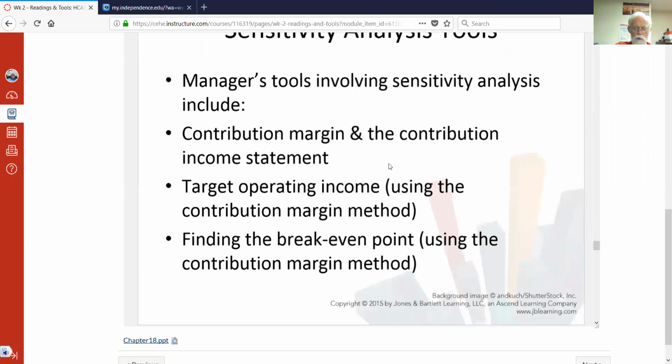So what we do is look at break-even points, and when we're looking at the various tools, we want to know what is our break-even. In other words, what is the point at which expenses and revenues are the same, and then we look at our target operating income over the time period.